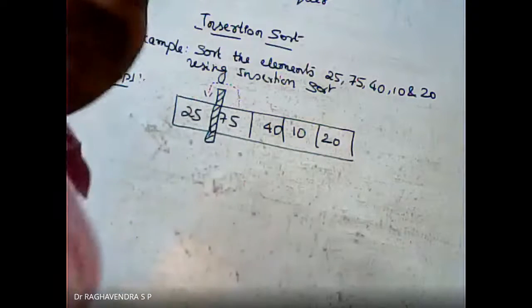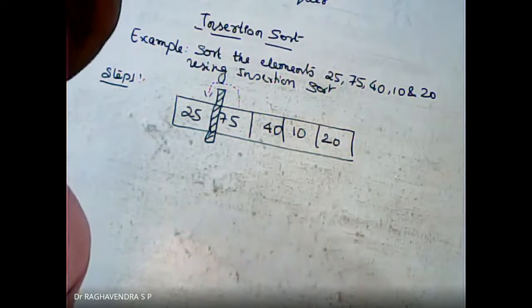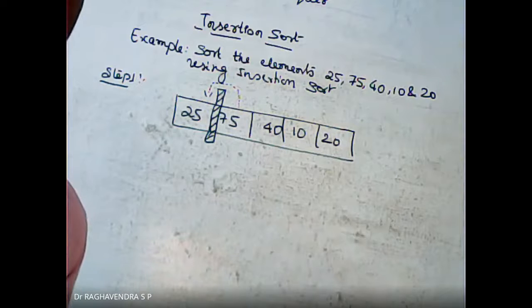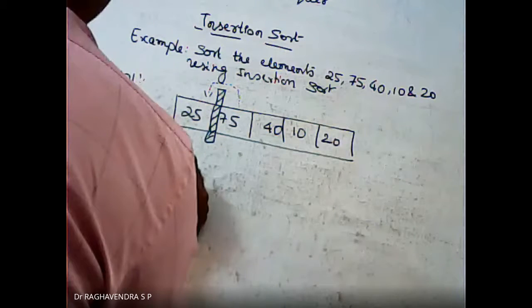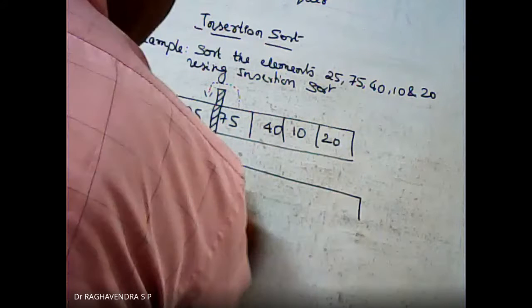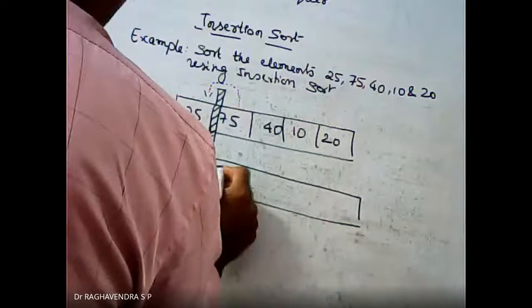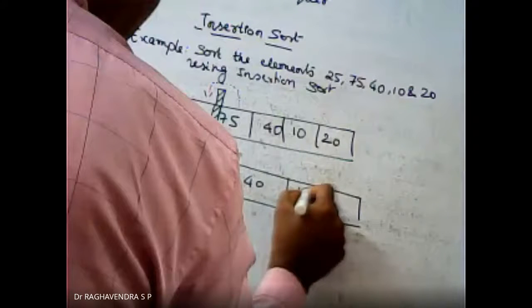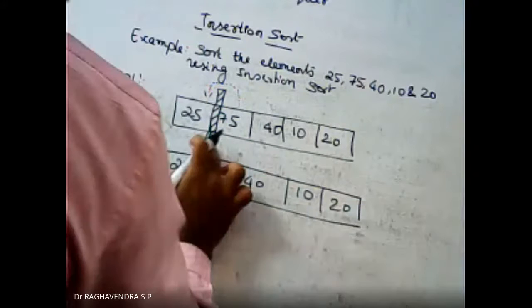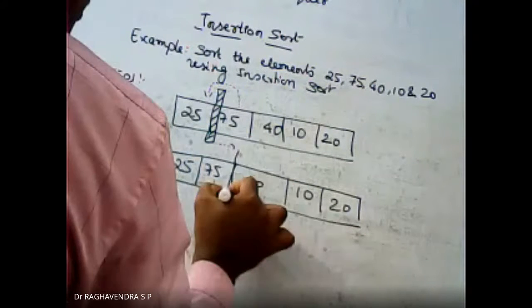75 is larger than 25 or smaller? Larger, sir. If larger, should we put it to the left or to the right? We have to put it to the right. Very good. So we have 25, then 75 will come here, then we have 40, we have 10, and we have 20. Now this boundary will move, so it will move to this region.